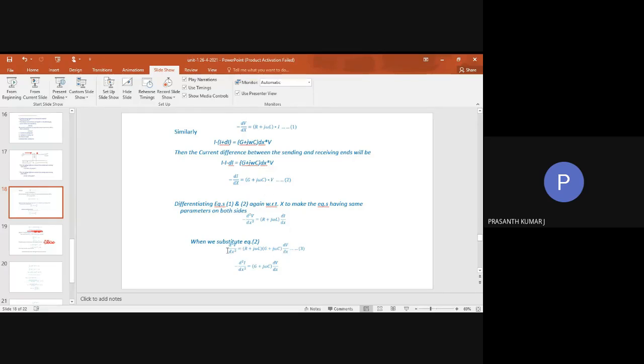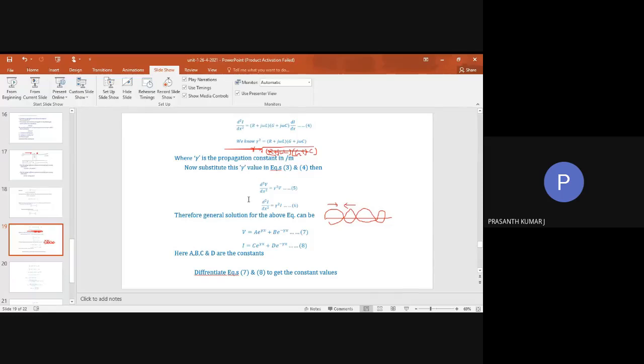Here, minus and minus will get cancelled. So we are getting d square V by dx square equal to gamma square into V. Similarly, we get d square I by dx square equal to gamma square into I. Here we are defining the new parameter, that is gamma. So gamma square equal to (R plus j omega L) into (G plus j omega C). So what is gamma? Gamma equal to square root of (R plus j omega L) into (G plus j omega C). So gamma is called the propagation constant.